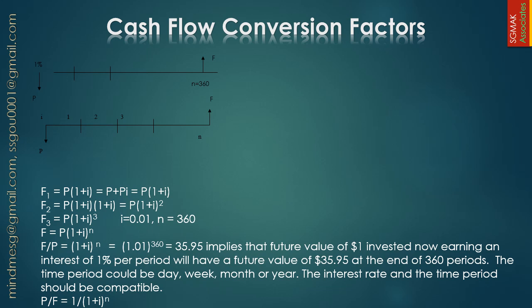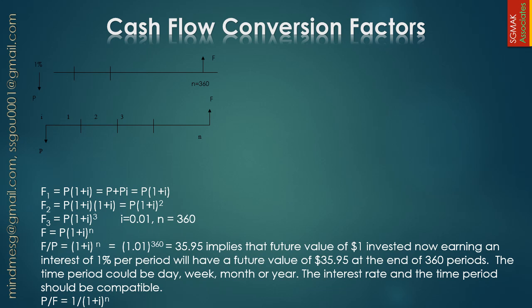So for example, here if the interest rate is 1% per period, and if you want to find the future value after 360 periods, 30 years, if your period is a month, then the F over P factor is 35.95. That means $1 invested today at 1% per period, after 360 periods, will be multiplied by almost 36 times. $1 will grow into $35.95 at the end of 360 periods.